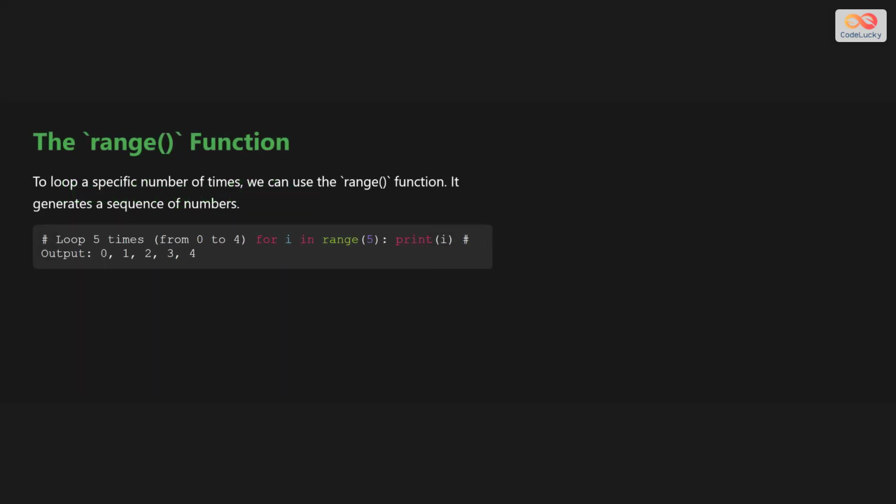What if you don't have a sequence to loop over, but you just want to run a block of code a certain number of times? For this, Python gives us the range function. If you give it a single number, like 5, it will generate a sequence of numbers starting from 0 up to, but not including, that number. So, range of 5 gives us 0, 1, 2, 3, and 4.